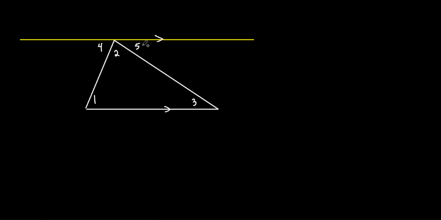So look at 4, 2, and 5. What do they form? They form a 180, which means that it's a straight line, right? Everybody see that?